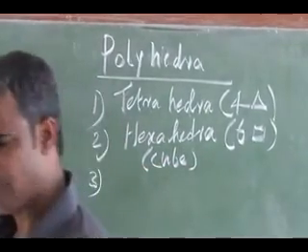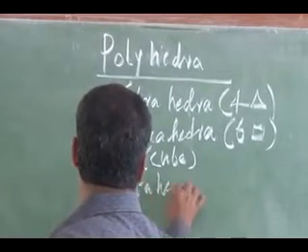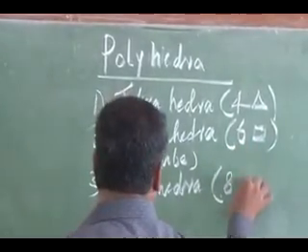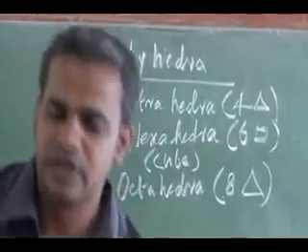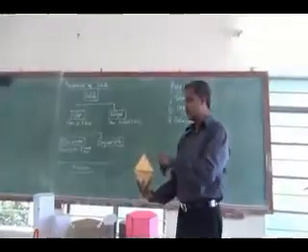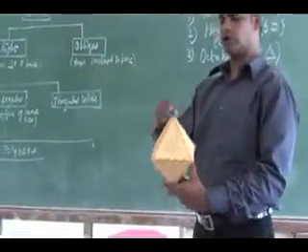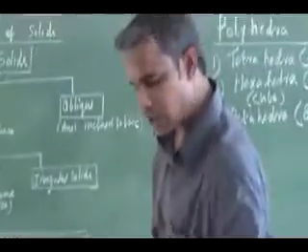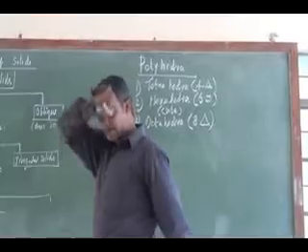Then I have octahedra. How do you know it's octahedra? It has eight equilateral triangles. You see here, this is an octahedra. I have four equilateral triangles on the top and four equilateral triangles on the bottom, so totally it has eight equilateral triangles. This is octahedra.